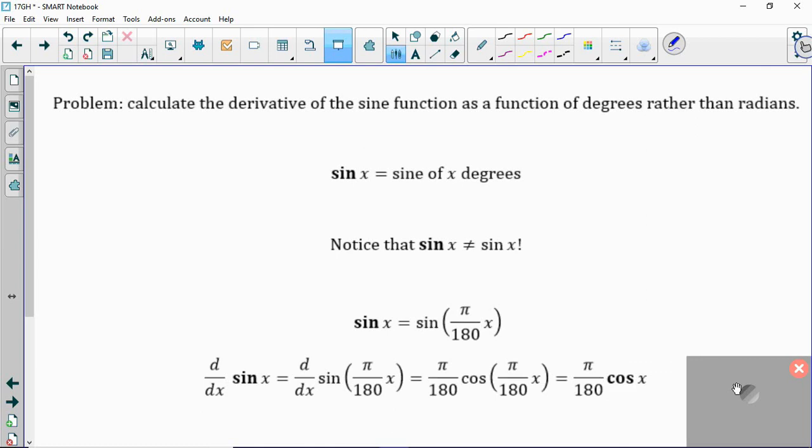And so rather than having this nice pattern of going from sine to cosine to negative sine to negative cosine and so on, we're going to have a whole bunch of factors of pi's and 180s coming out every time we take a derivative. So it just gets ugly. So this is one reason why radians are better.